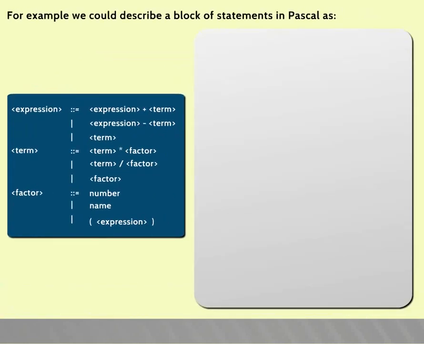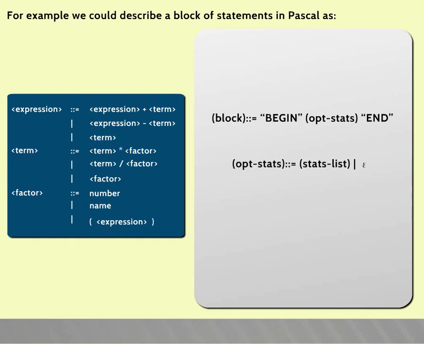For example, we could describe a block of statements in Pascal as: block ::= begin opt-statements end. Opt-statements ::= statements-list or epsilon. Statements-list ::= statement or statement semicolon statements-list.